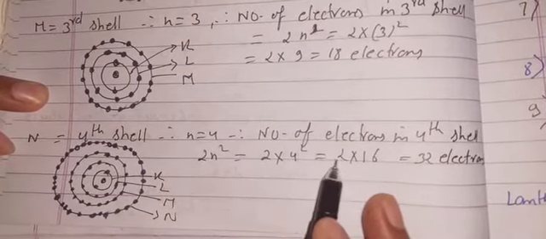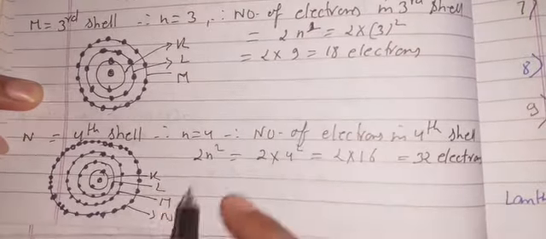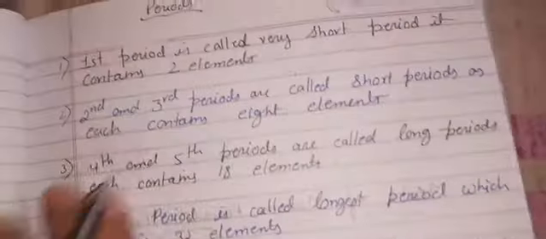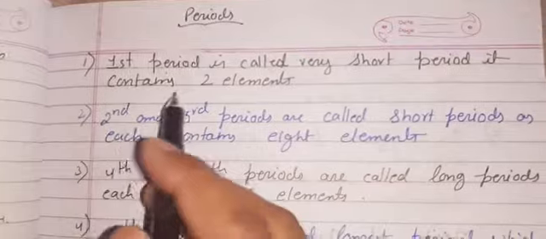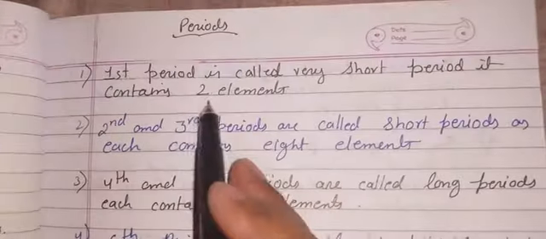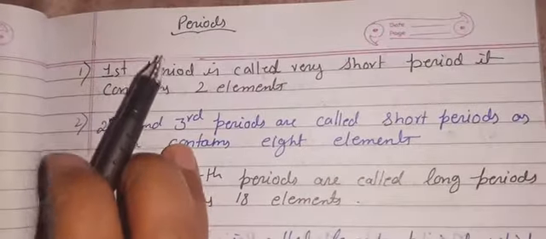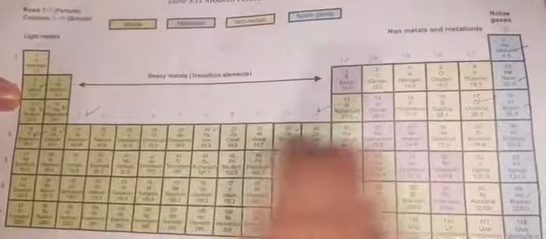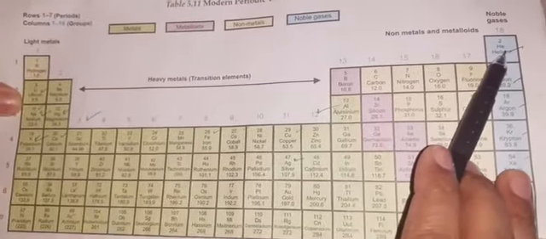2 into 4 square, so 2 into 16, that is 32 electrons may revolve around it. Now the main things we have to learn about the periods. First period is called very short period. It contains only 2 elements. You see the table also. See children, this is our first period. Only hydrogen and helium is here.